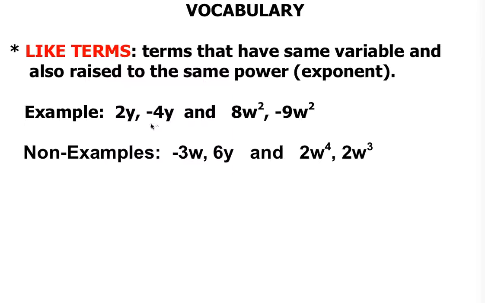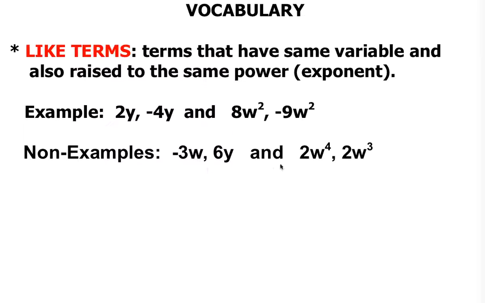Here's a good example. These two terms, 2y and negative 4y, are like terms because they have the same variable y and both are raised to the power of 1. We don't normally write the exponent when it is a 1. Here's another example of like terms: 8w squared and 9w squared. Both of these terms have a w and the variable w is raised to the same exponent.